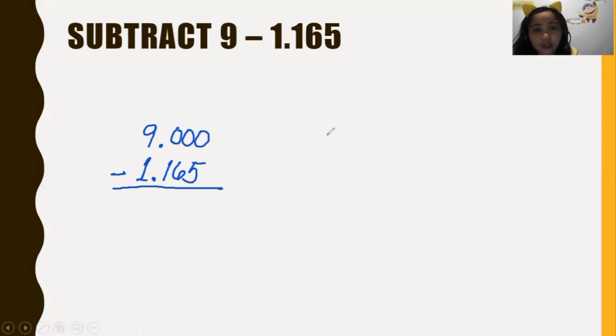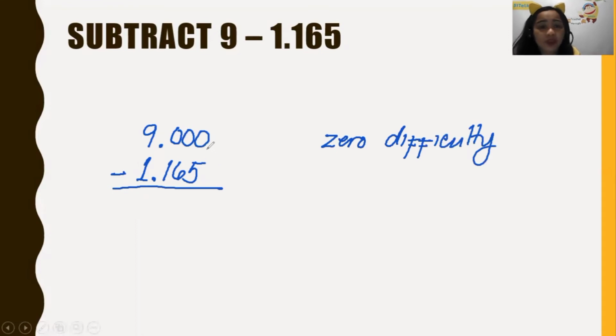So we have here 0 minus 5. This is what we call zero difficulty. 0 minus 5 cannot be. 5 cannot borrow from 0, so 0 will borrow 1 from 0. Does 0 have anything to lend? No. So the preceding 0s, up to the 9, will borrow. So 9 will become 8. This 0 will become 9. And the last 0 will become 10.